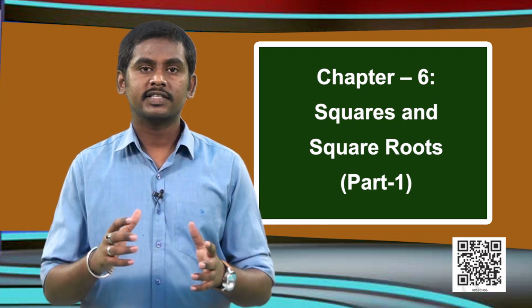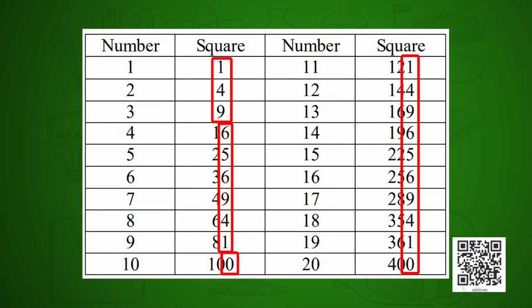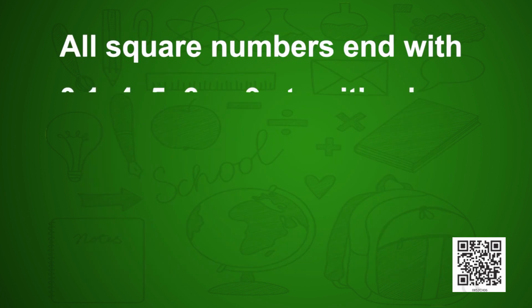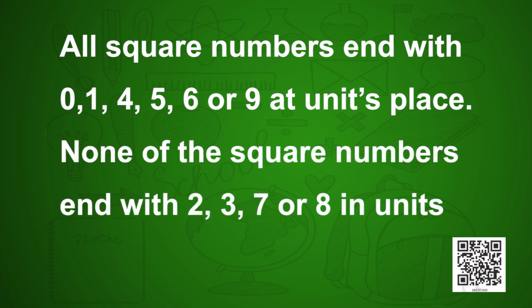Say for example, you can just have a look at the table and observe that none of the digits in the units place will be 2, 3, 7 or 8. We can only see the numbers 0, 1, 4, 5, 6 or 9 at the units place. So, if you observe all the square numbers, they actually end with 0, 1, 4, 5, 6 or 9. That means, if you look at all the units places, only these numbers will be present. So, none of these numbers ends with 2, 3, 7 or 8 in its units place.